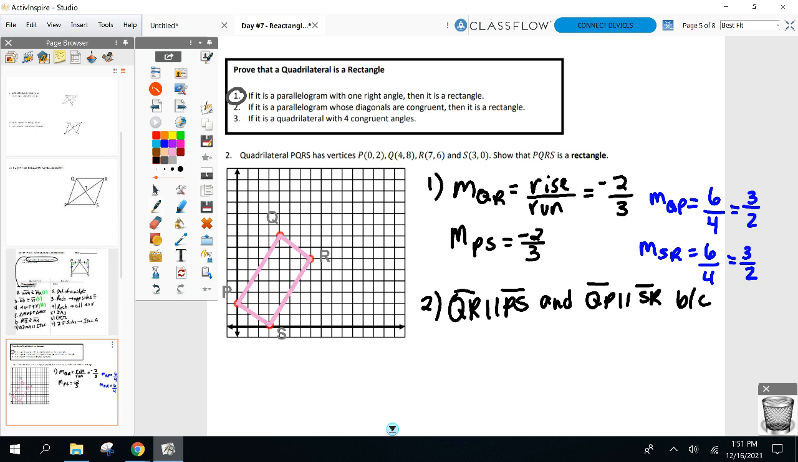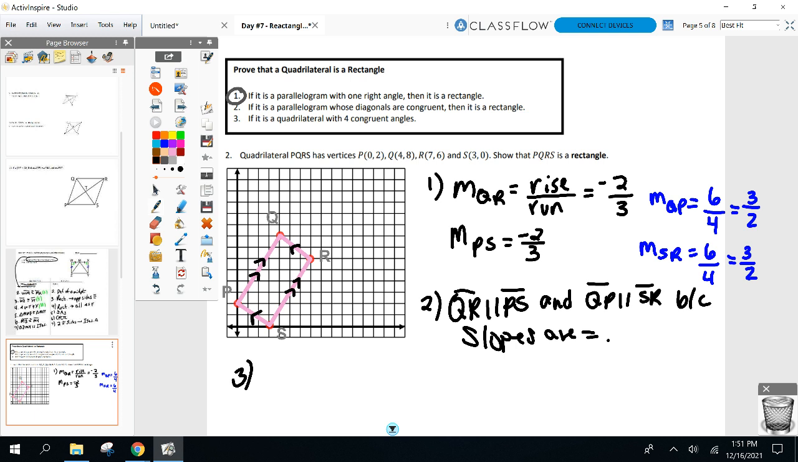Because slopes are equal. Done. That's all I need. I don't need anything more because slopes are equal. What you said was fine too. Let's just narrow it down a little bit, right? All right, good job. You don't need to do this, but good job.